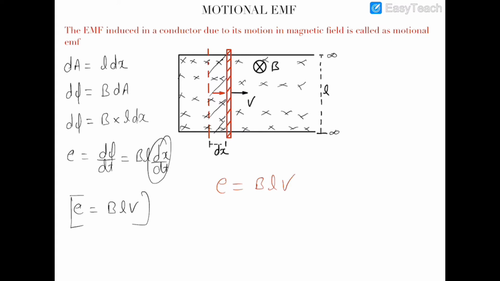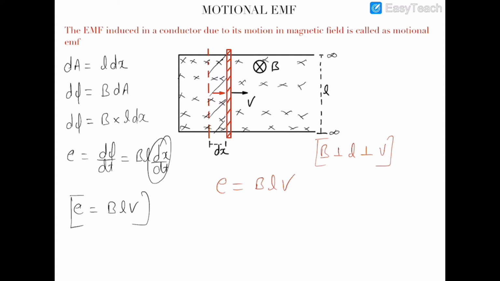It is very important to note that in the case shown in the diagram, B is perpendicular to L and they both are perpendicular to v. So when we write the expression of EMF, E equals BLv, we should know that this B, L and v are those components of magnetic field, length and velocity which are perpendicular to each other. It is very important to note.